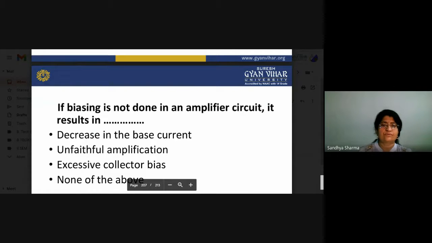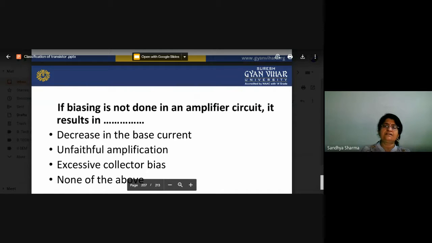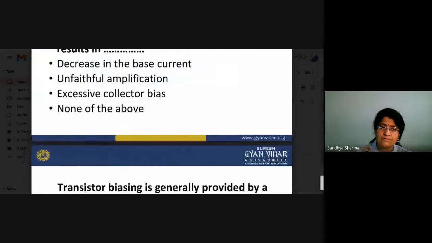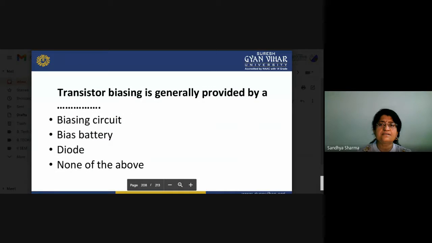If we have not done the biasing in our amplifier circuit, then there will be a decrease in base current, or unfaithful amplification will occur, or excessive collector bias voltage will be applied. Those are the three points, and none of these. So why are we doing the biasing in an amplifier circuit? You have to know about it. Transistor biasing is generally provided by. So what type of biasing is provided to the transistors? You can choose from here.